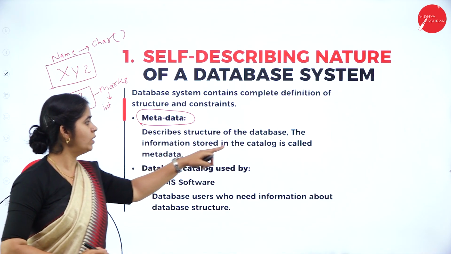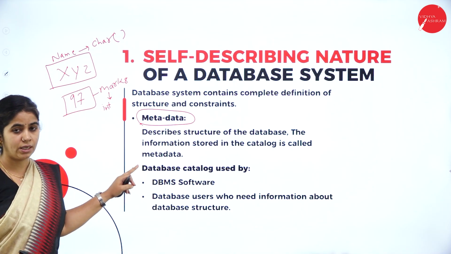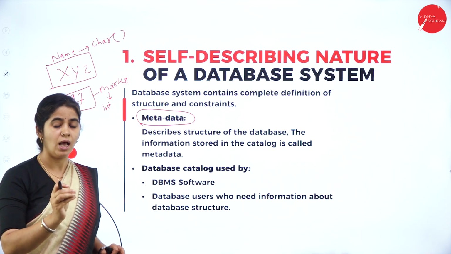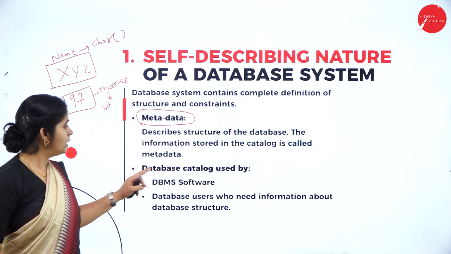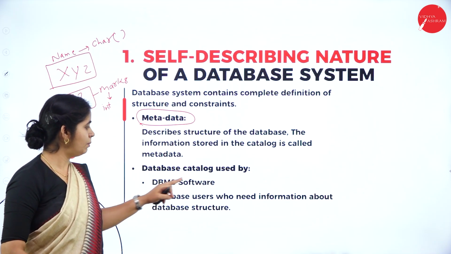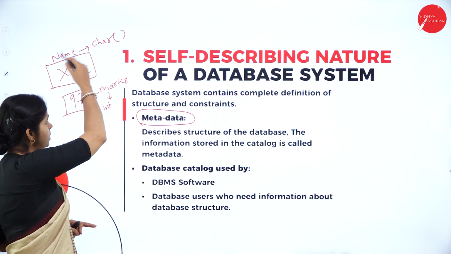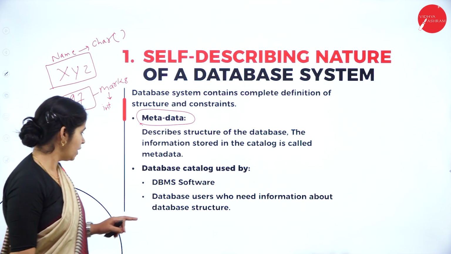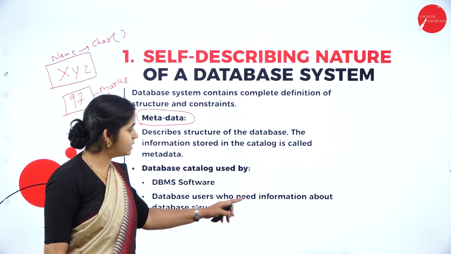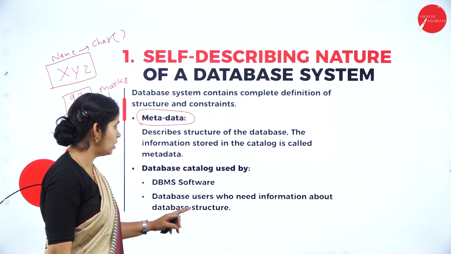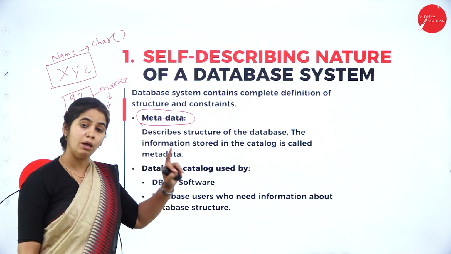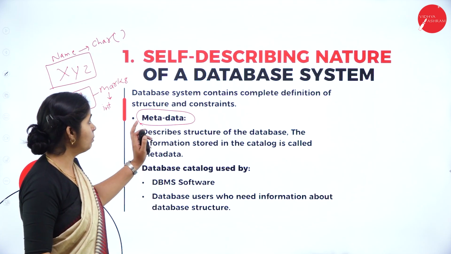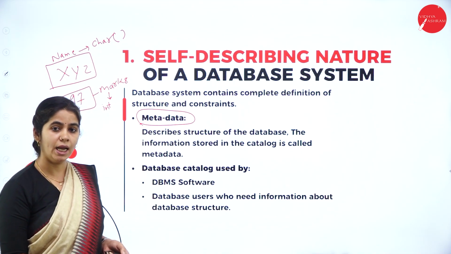The information stored in the catalog is called metadata. Minute information regarding one particular data is called metadata. The database catalog is used by the database software. Who is going to use this particular catalog? The database management system, that is a software. And a database user who needs information about the database structure can also use it to fetch the information. So that is nothing but the self-describing nature of the database.